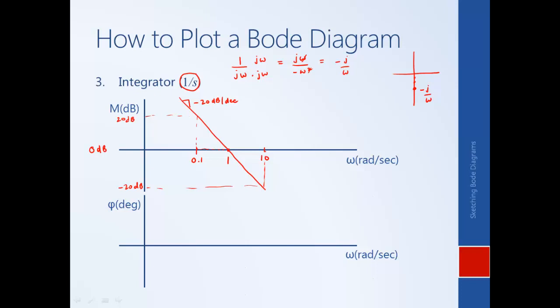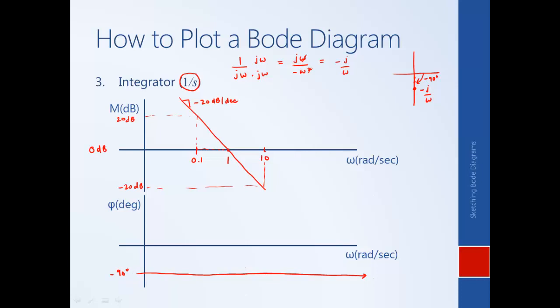We can also look at how the phase changes as omega changes. So looking at this, we just move along this line, and the angle to that line is minus 90 degrees. So no matter the value of omega, the phase is always minus 90 degrees. So again, we have a straight line, but instead of being equal to positive 90 degrees, we're equal to negative 90 degrees.